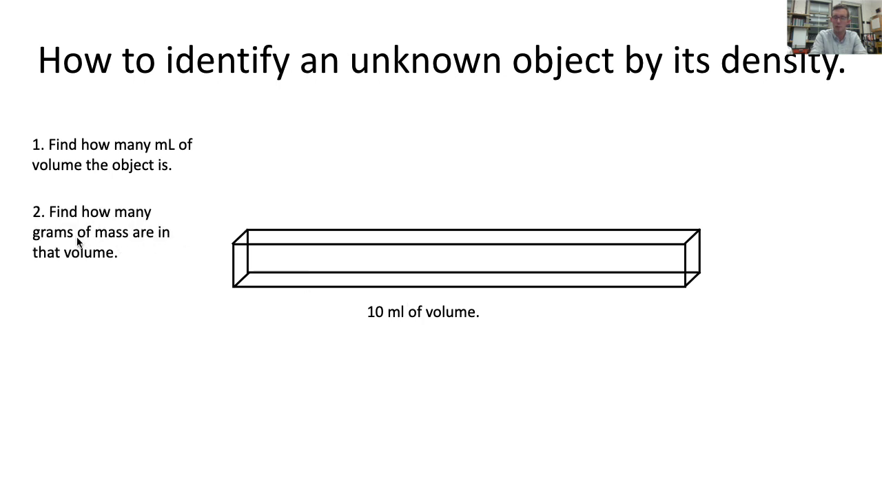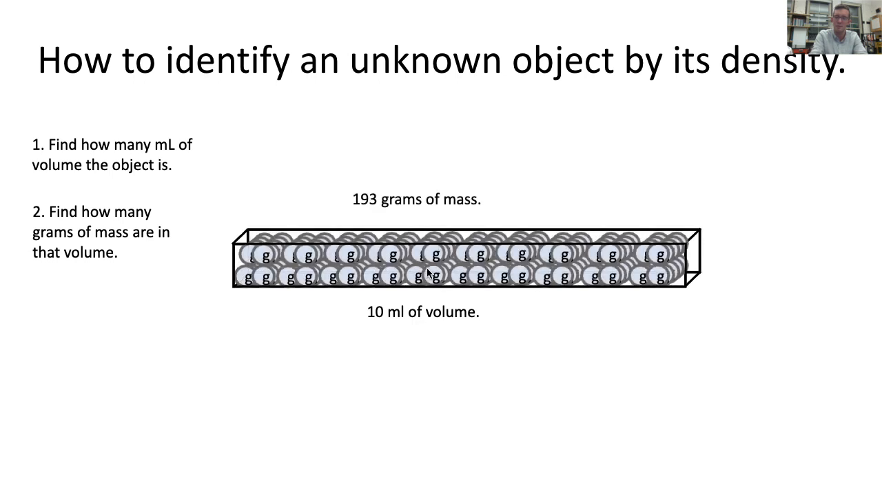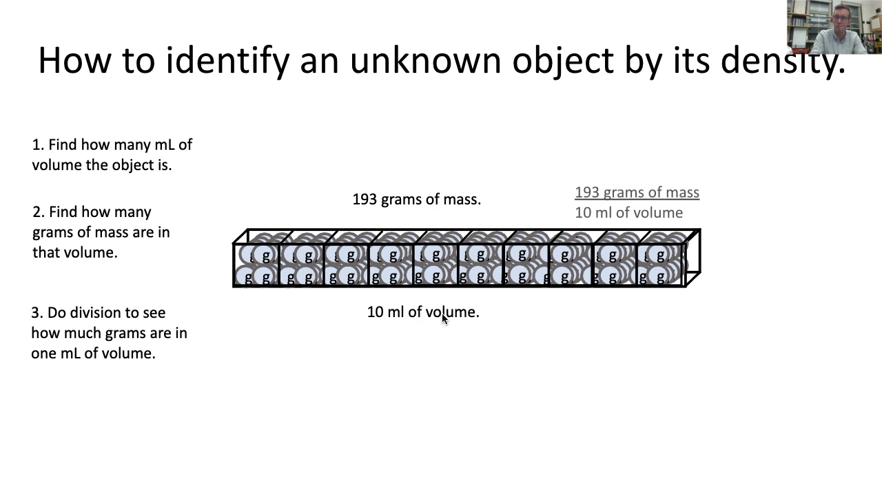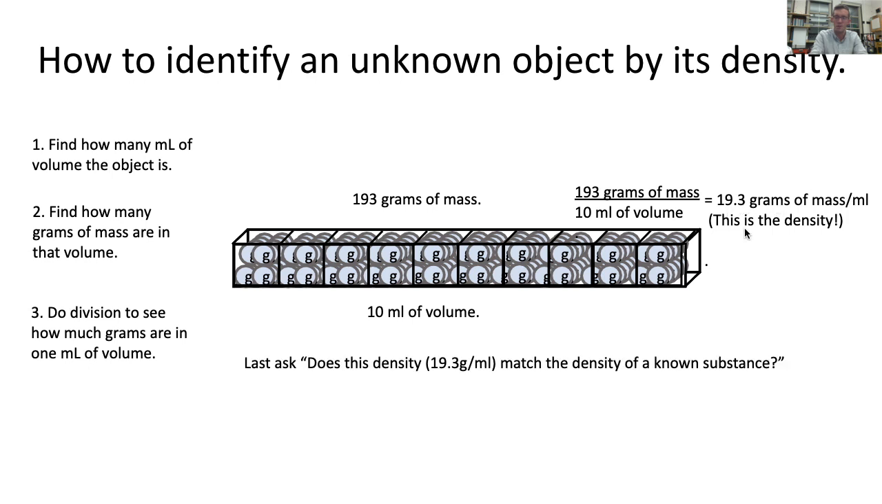Next, we want to find out how many grams of mass are in this volume. We would use our balance, and we determine that this object has 193 grams of mass inside of it. Last, we would use division to see how many grams are in each milliliter. If 10 milliliters of volume weigh 193 grams, then in a single milliliter there would be 19.3 grams of mass.